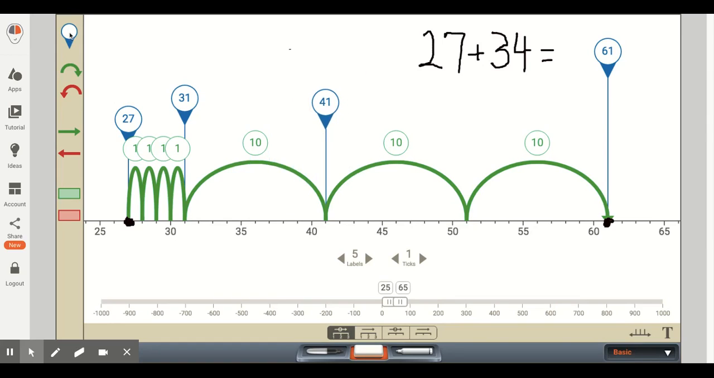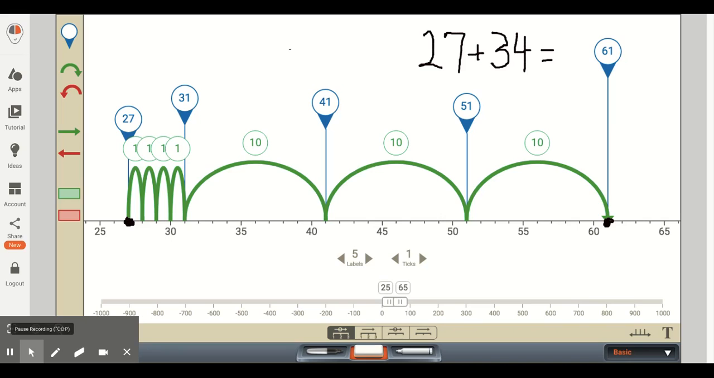10 more than 41. That should bring them to 51. And then they need to add, so they've added one 10, a second 10, and now they have to add a third 10. And when they do that, 10 more than 51 is 61. So 27 plus 34 equals 61.